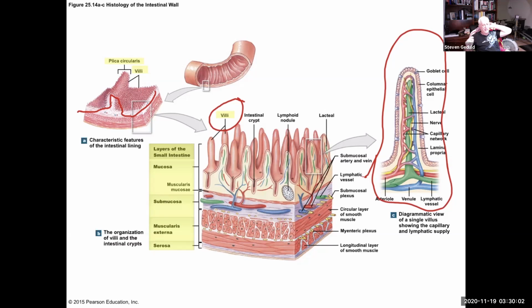Inside each of those villi, inside those plica, you can see there's an artery, there's a vein, and there's lymphatics. Because don't forget, you're going to have bacteria and everything else in the food. So you want lymphatics there also to get that out of the system so it doesn't go into your bloodstream.